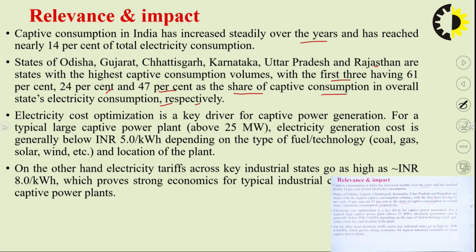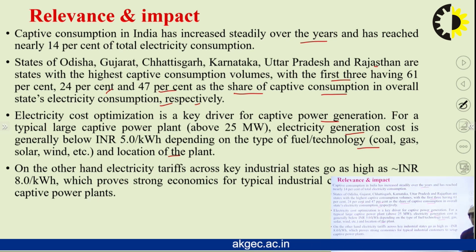Electricity cost optimization is a key driver for captive generation. For a typical large captive power plant of about 25 megawatts, electricity generation cost is generally below 5 rupees per kilowatt hour, depending on the type of fuel, technology, coal, gas, solar, wind, etc., and location of the plant. On the other hand, electricity tariffs across key industrial states go as high as 8 rupees per kilowatt hour, which proves strong economics for typical industrial customers to set up a captive power plant.